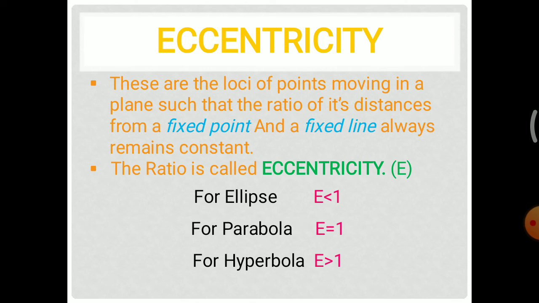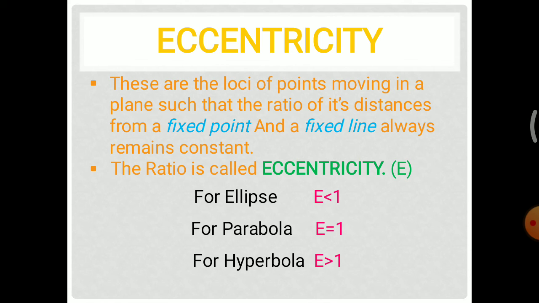Next one is the eccentricity. The eccentricity can be defined in a moving plane such that the ratio of its distances from a fixed point and a fixed line will always remain constant. So this ratio is known as the eccentricity.